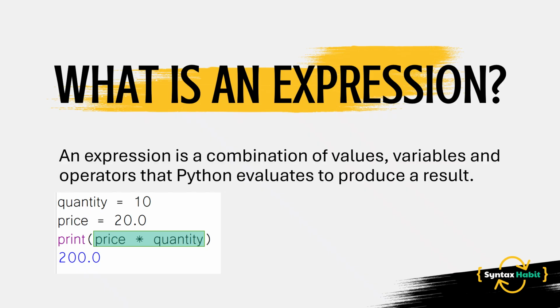The idea of an expression is very similar to what you've already seen in maths. An expression is a combination of values, variables, and operators that Python can evaluate to produce a single result. Expressions don't have to contain only numbers. They can also work with strings and variables. For example, price times quantity is an expression because Python can evaluate it to produce a single value.